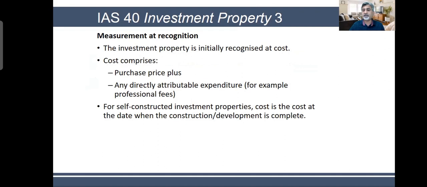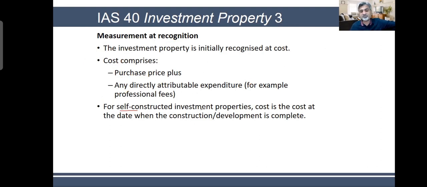How do you measure? And again, measurements are of two types. One is called initial measurement and one is called subsequent measurement. So measurement at recognition means initial measurement. Initial measurement is always at cost. You don't have any other option. Only one option, that is called cost model. Cost model is the same like you have done in IAS 16, which means purchase price plus any other expenses which are incurred to bring the asset to present location and condition. So you take the purchase price plus other related expenses and you add them up and it makes your cost.